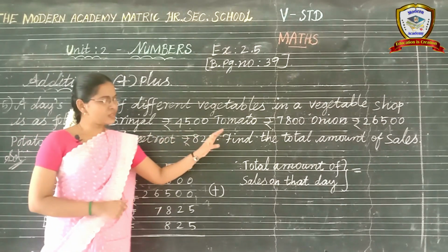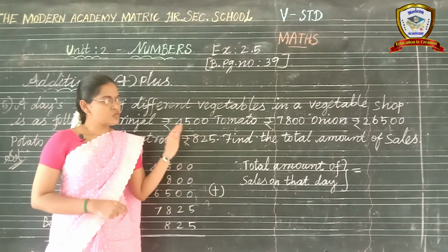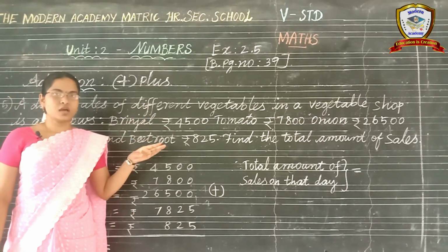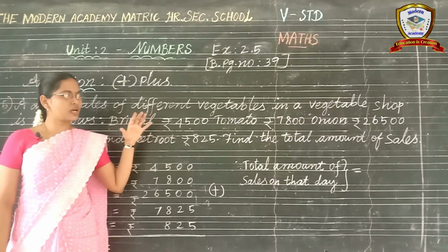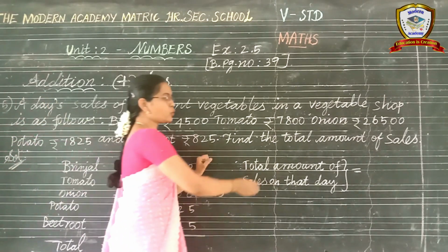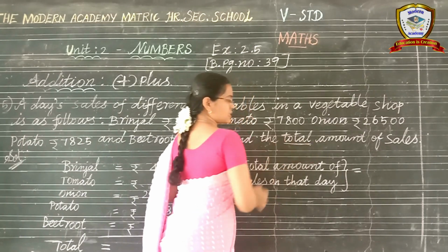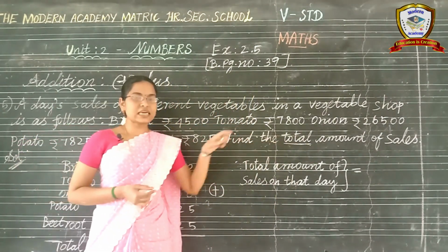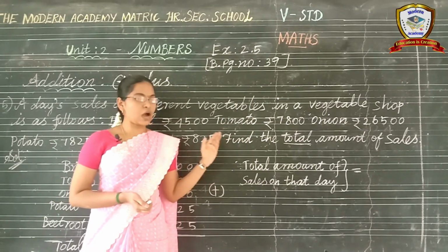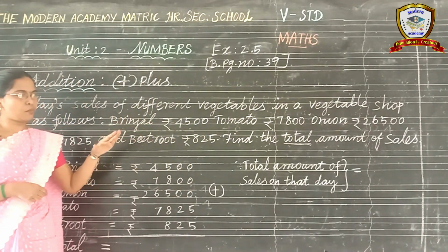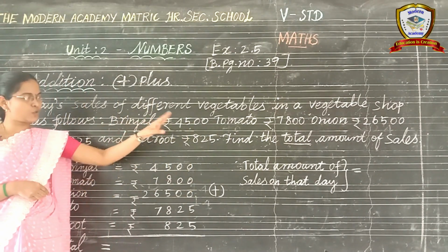Okay, so find the total amount of sale. So the total amount of the vegetables sold in a day. They are asking, in total, for how much amount all those vegetables have been sold. So here, given total. Total is a keyword of addition. I already told you total is a keyword of addition. So we have to add all the amounts. If you want to find the total amount, we have to add all the given amounts.